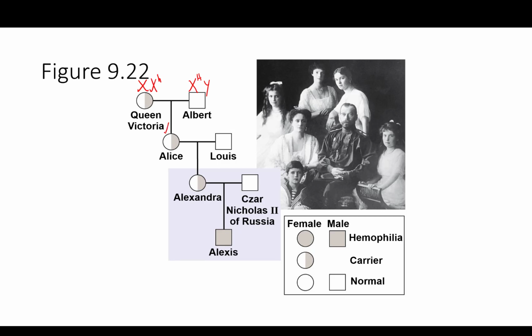Since they have a girl, this girl just happens to get that carrier chromosome from her mom, and of course, from her dad, she doesn't get a carrier. This girl is the same. She gets a carrier from her mom, Alice, and of course, a normal one from her dad, Louis. Now, we end up with a boy over here. So the boy gets a Y from his dad, but he inherits this hemophiliac, this recessive, from his mom. So this is an example of X-linked recessive.